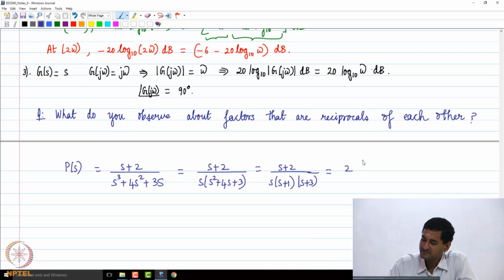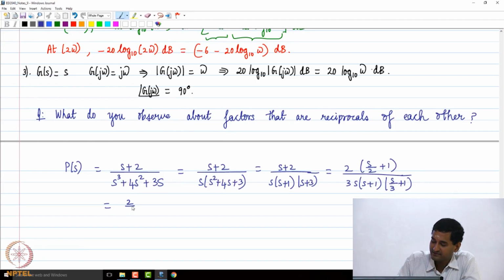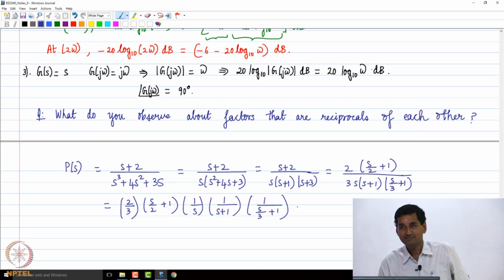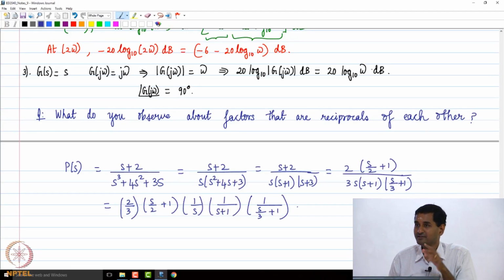So I can rewrite this as 2 times s by 2 plus 1, over 3 times s times s plus 1 times s by 3 plus 1. So this transfer function I can write as 2 by 3 times s by 2 plus 1, times 1 by s, times 1 by s plus 1, times 1 divided by s by 3 plus 1. Is it clear how we broke it down into the factors that we have learnt or we are going to learn? I hope it's clear.